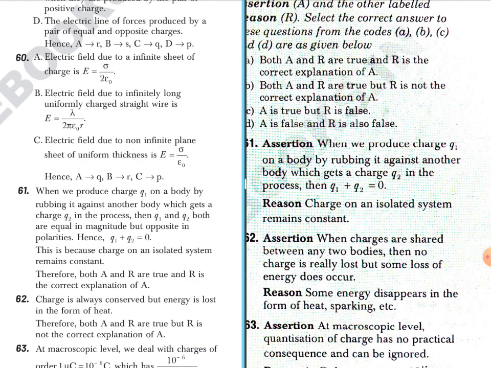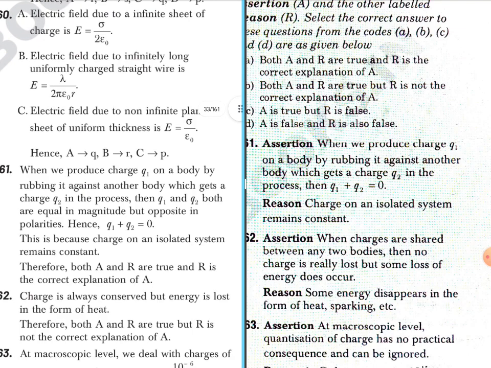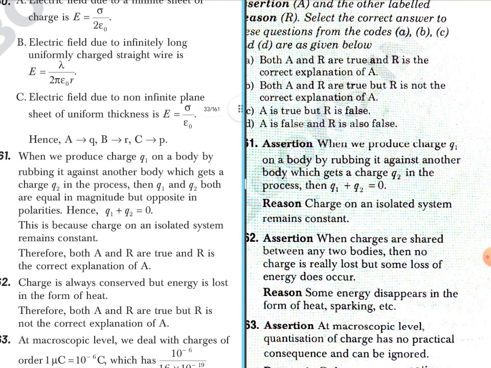We produce charge q1 on the body by rubbing it against another body. We get a charge q2 in the process. Then q1 plus q2 is equal to 0. When we produce a charge q1 on the body by rubbing it on another body, we get a charge q2 in the process. Then q1 and q2 both are equal in magnitude but opposite in polarity. Hence q1 plus q2 is equal to 0.